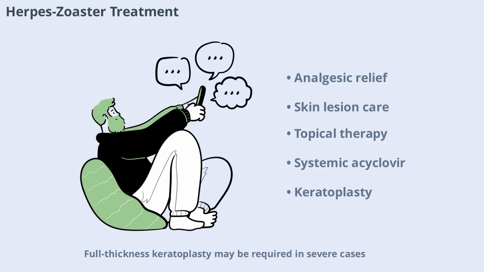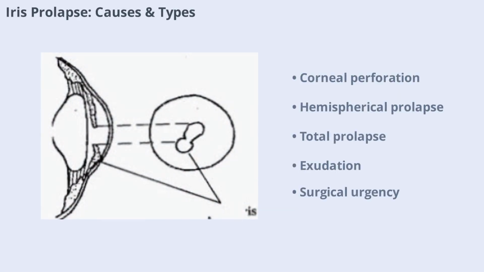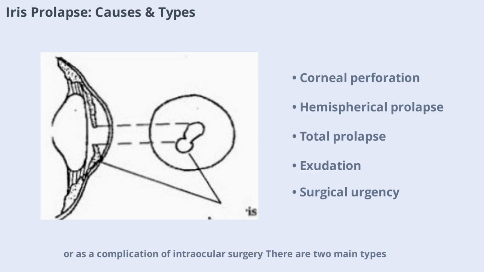Full-thickness keratoplasty may be required in severe cases. Iris prolapse occurs when the cornea is perforated by trauma, ulcer, or as a complication of intraocular surgery. There are two main types: hemispherical prolapse, which does not include the pupillary margin, and total iris prolapse, where most of the cornea sloughs off except a narrow rim.